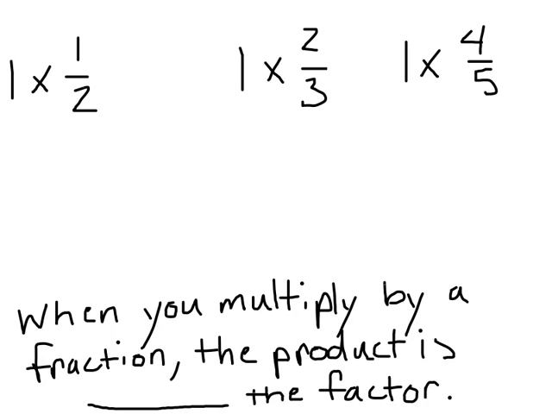Today we're going to talk about what happens when you multiply by different kinds of fractions. We're going to start by multiplying 1 times several different numbers to see if our result is bigger or smaller. Let's start with 1 times 1/2. What's 1 times 1/2? 1 times 1/2 is 1/2.